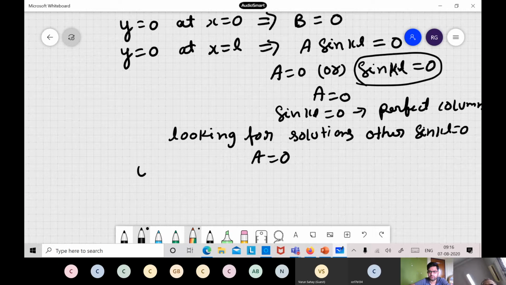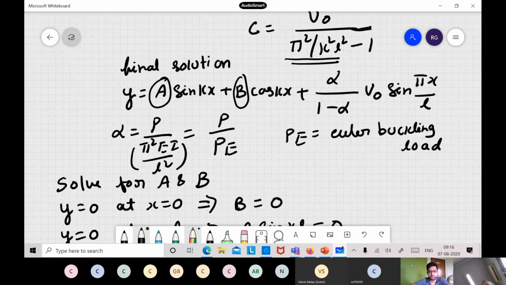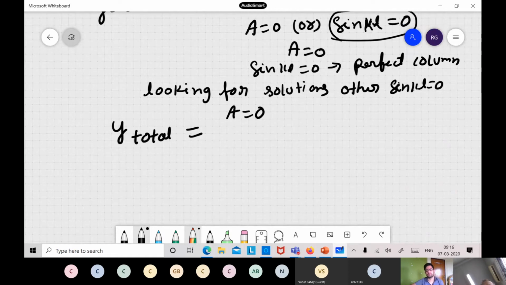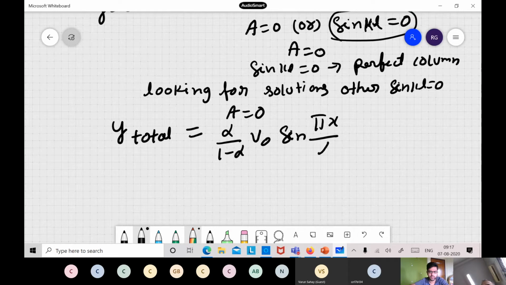So now your Y total, say, okay. So A is 0, B is 0. So now what happens here? Both of them are 0, so you will be left with only alpha by 1 minus alpha V naught into sine kx by L. You followed, right? So this becomes alpha by 1 minus alpha V naught sine pi x by L. So this is our solution actually.